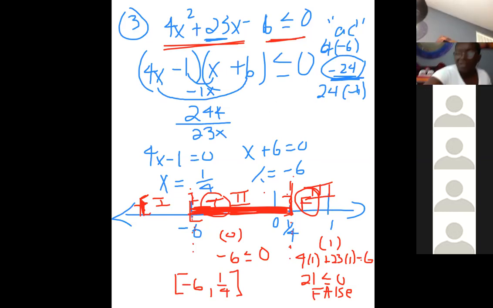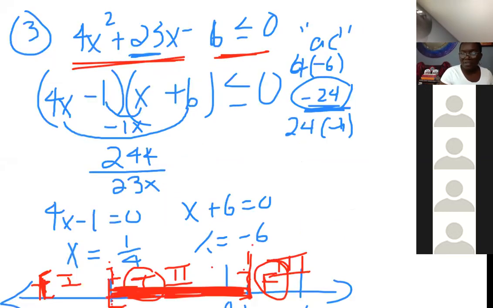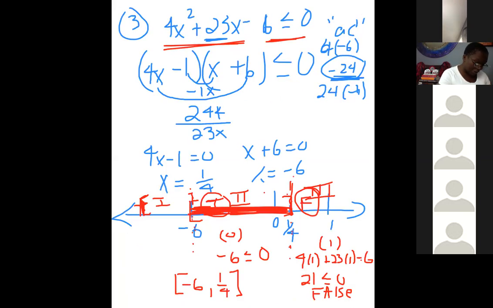Okay, so number 7 is what I'm going to do. Now, for problem number 7, guys, it's a third degree polynomial inequality. It is x cubed plus 3x squared minus x minus 3 is greater than or equal to 0.